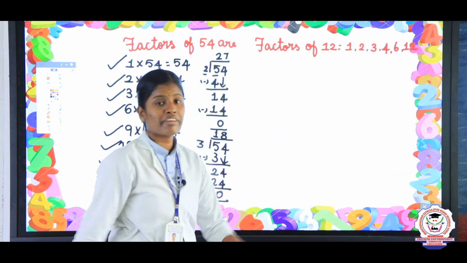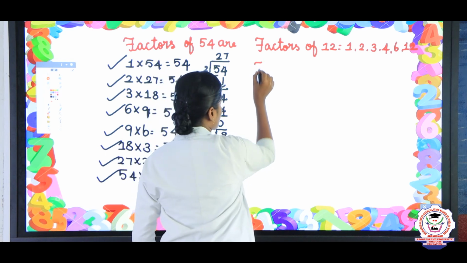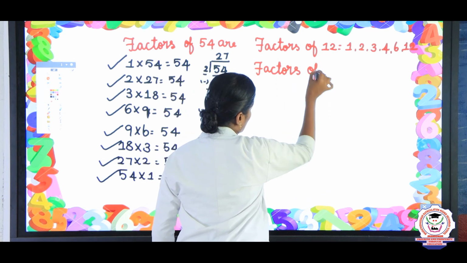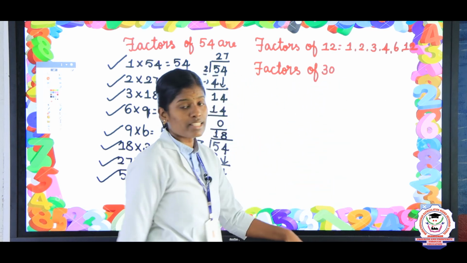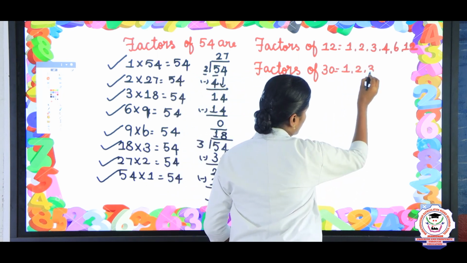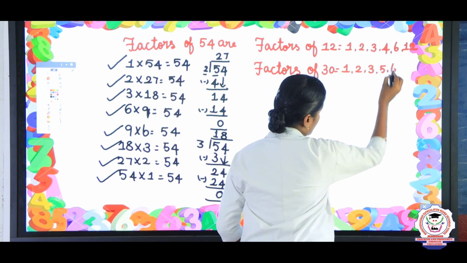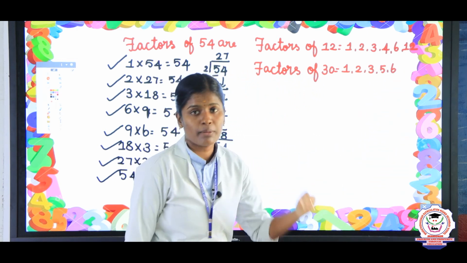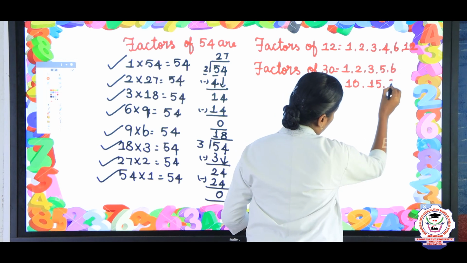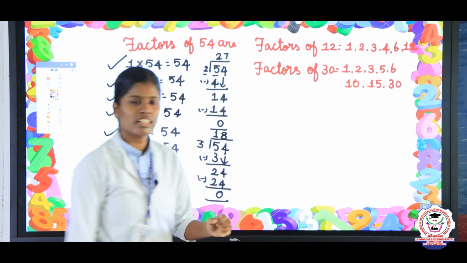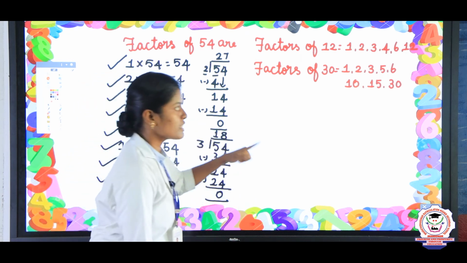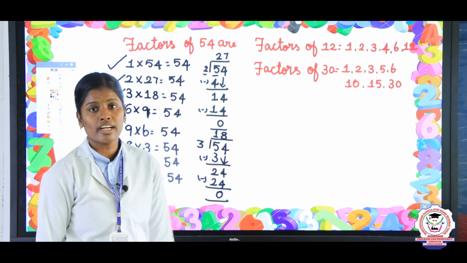Next we are going to write the factors of 30. Factors of 30 are, so 1 table of 30. So first one is 1 is a factor, and 2, and then 3, then 5, 6. Okay. So what is our next factor? 10, 15, then 30. So 1 table of 30, 2 table of 30, 3 table of 30, 5 table of 30, 6 table of 30 and 10 table, 15 table and a 30 table.